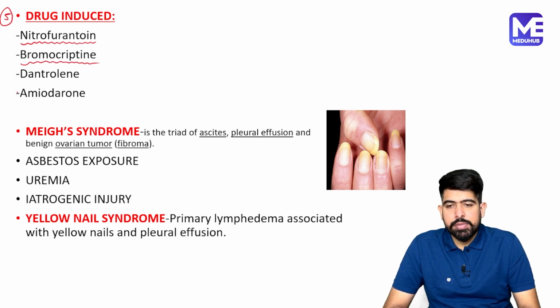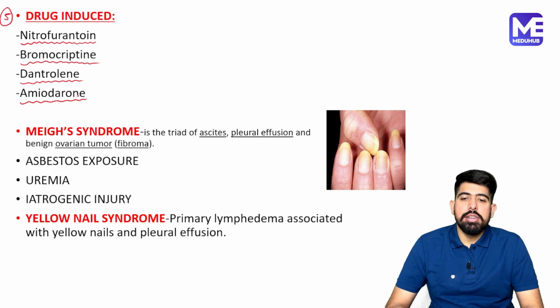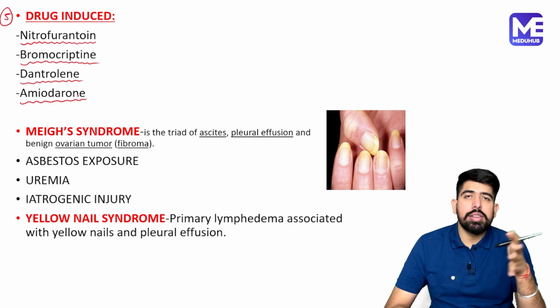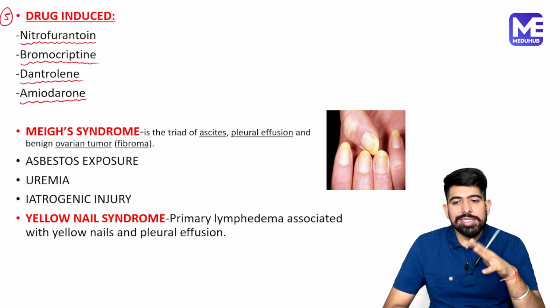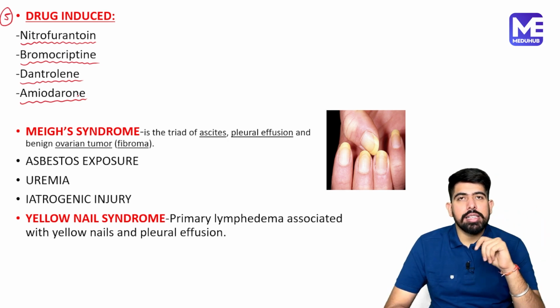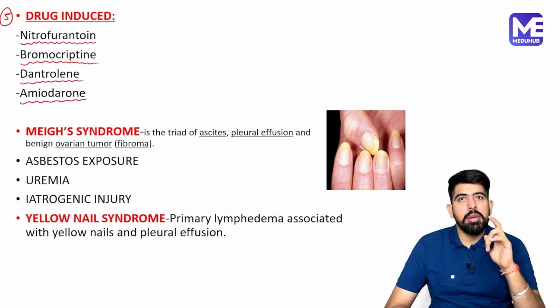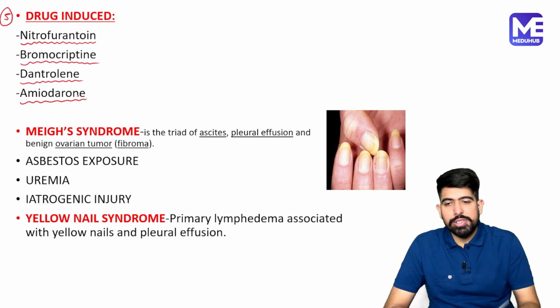Bromocriptine, dantrolene, and amiodarone. So these are causing the drug-induced pleural effusion. If the patient is taking these drugs for a prolonged time, they can also cause the side effect of pleural effusion, right? Which one? Exudative. Please remember the exudative type of pleural effusion.